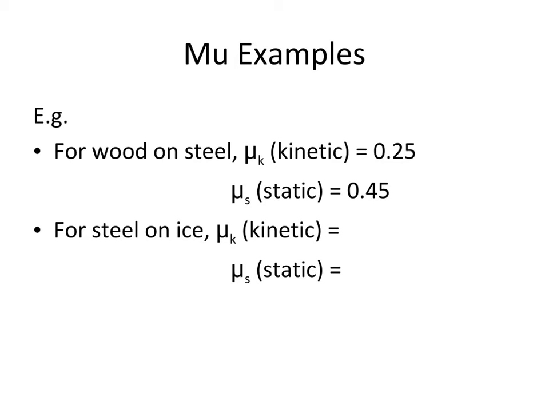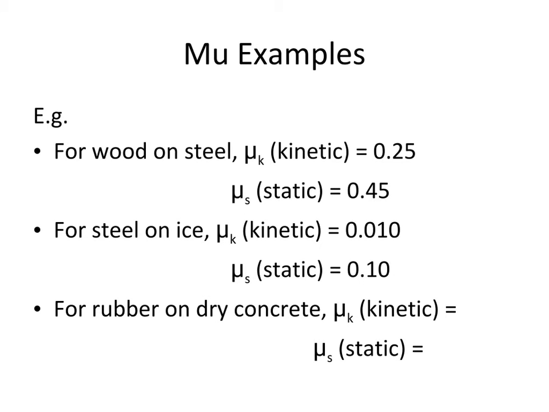For steel on ice, we see again the coefficient of static friction is greater than the coefficient of kinetic friction. So the coefficient of kinetic friction is the coefficient for surfaces that are sliding relative to each other, and the coefficient of static friction is for surfaces that are not yet sliding. They are still at rest.